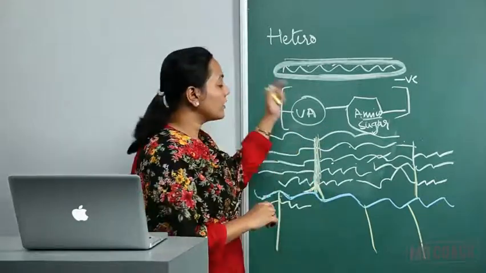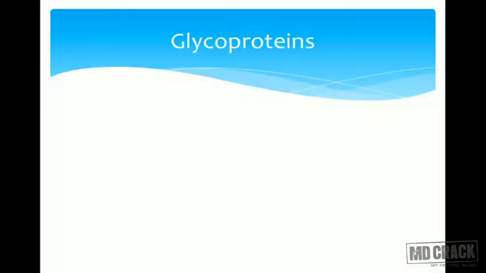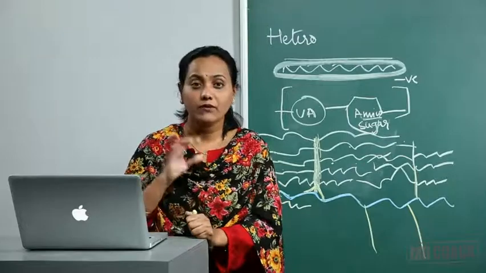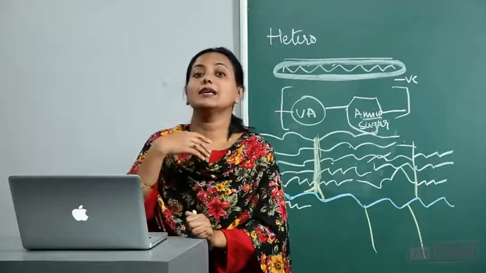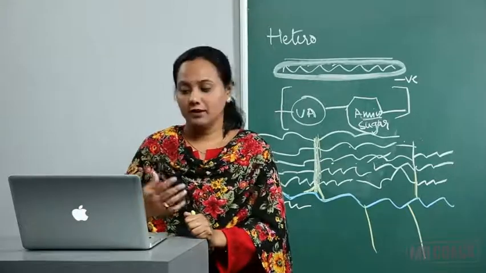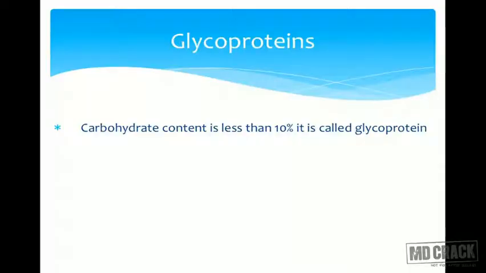Now we go on. After proteoglycans, what are glycoproteins? I think this is something which you all know about. Whenever a protein has a carbohydrate chain, we call it a glycoprotein. When the carbohydrate content is less than 10%, we call it a glycoprotein.